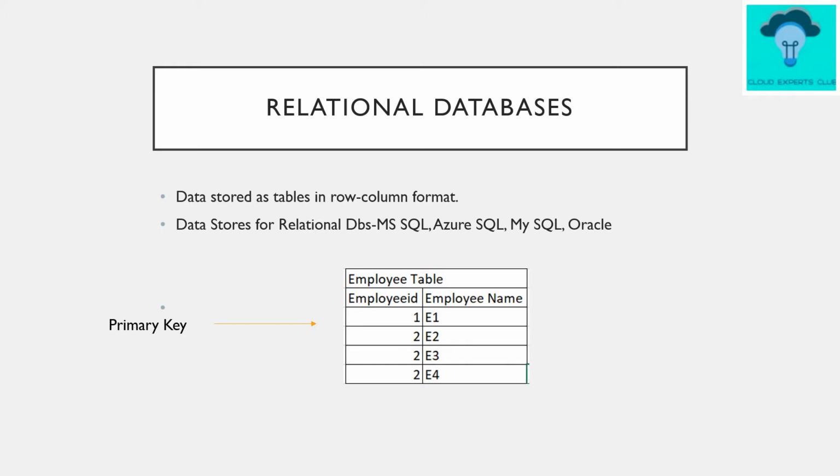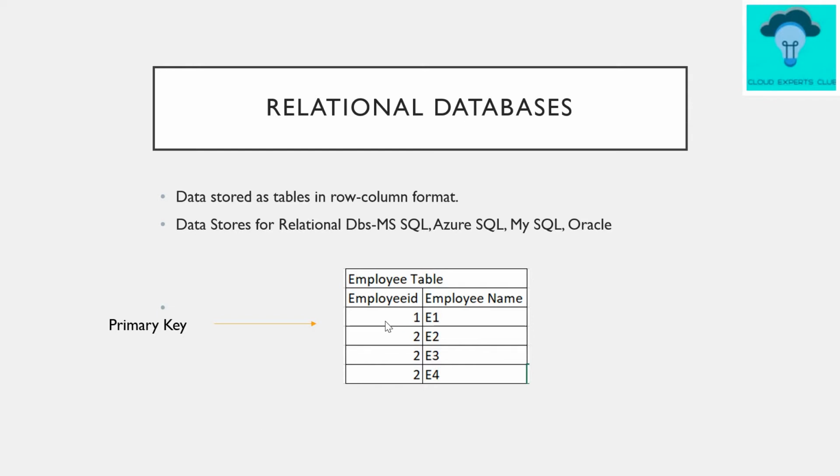So what exactly is a relational database? Any data which is stored in the form of a table, in a row and column format, is called a relational database. In this diagram, you can see a table with an employee ID and an employee name column. That's a basic example of a relational database. There are rows and columns, and in each row you have an employee ID and an employee name.